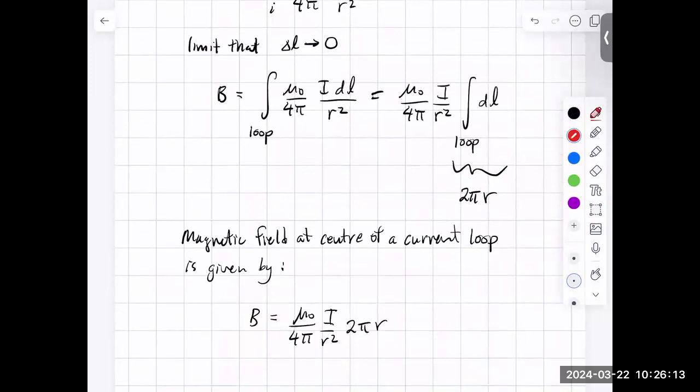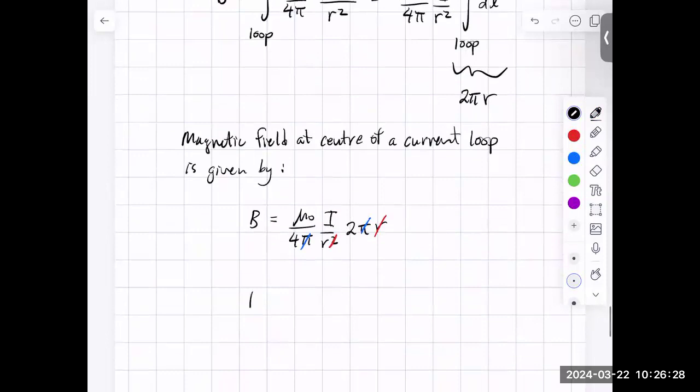And so we have some cancellations. One factor of R cancels, the pi cancels, and then we have a 2 over 4, which becomes a 1 over 2. And so the final result is the magnetic field at the center of our current loop is mu naught I divided by 2R.